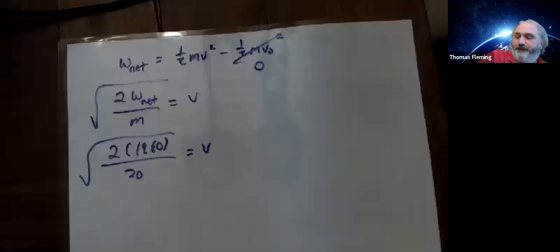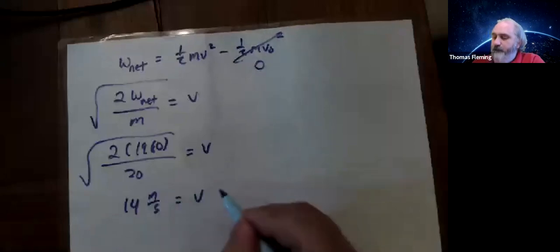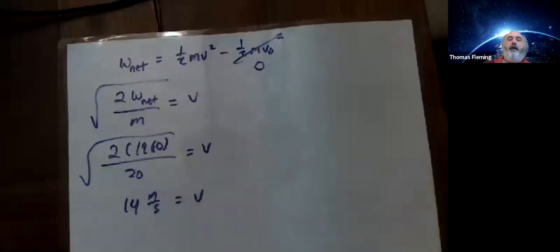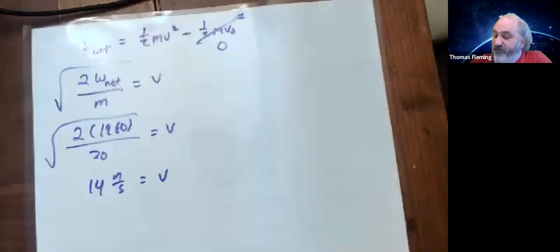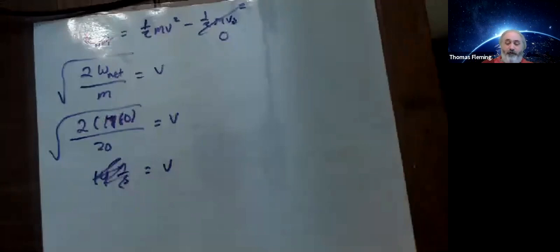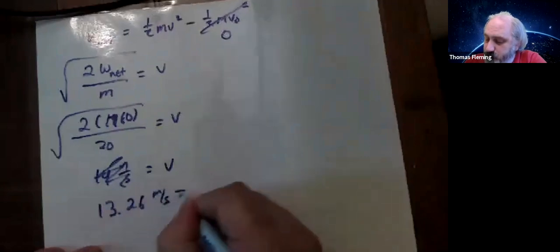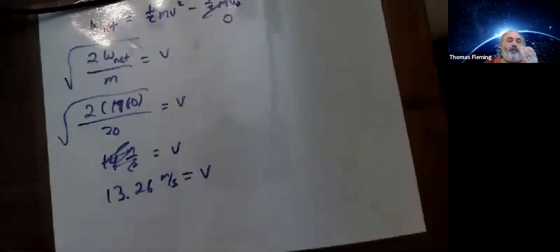I get 14. Oh, that's because it wasn't 1960, stupid. It was 1760. I was like, why is that so much faster? It's 1760, not 1960. I was very confused for a moment. So 13.26. Super easy.